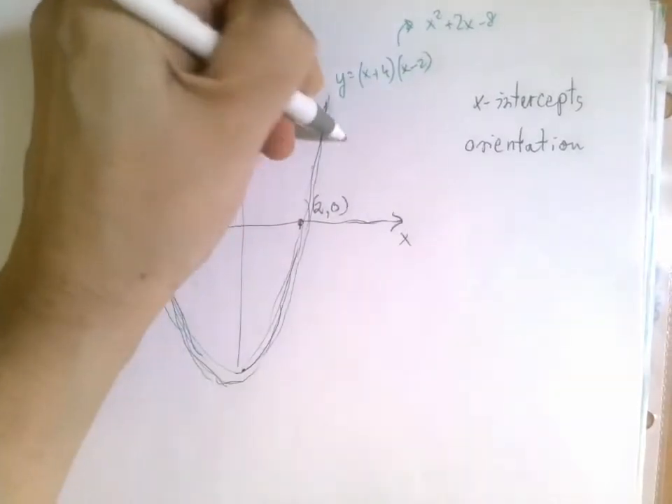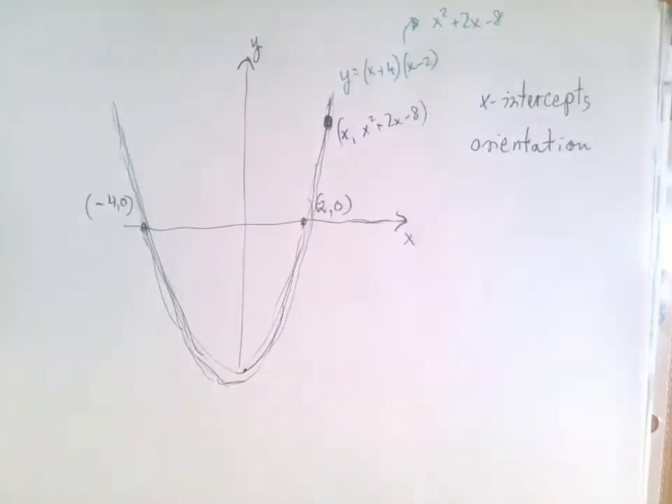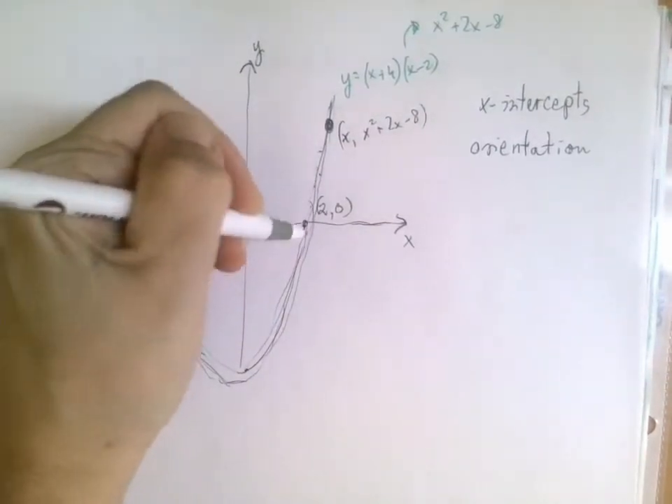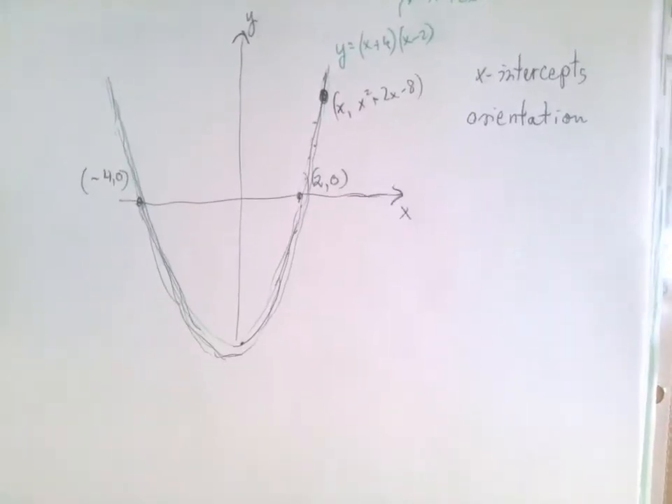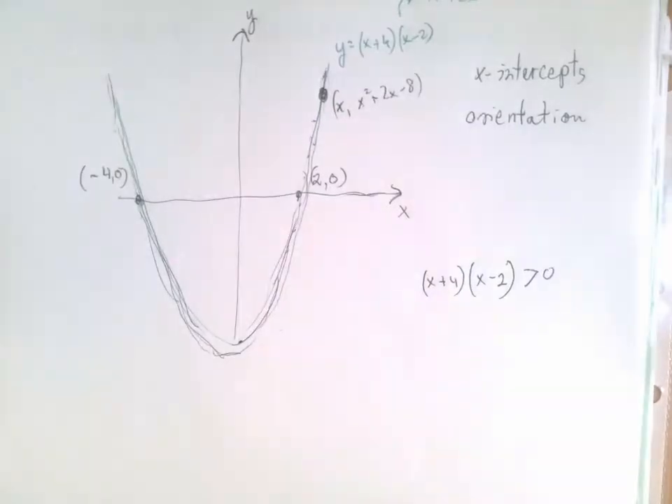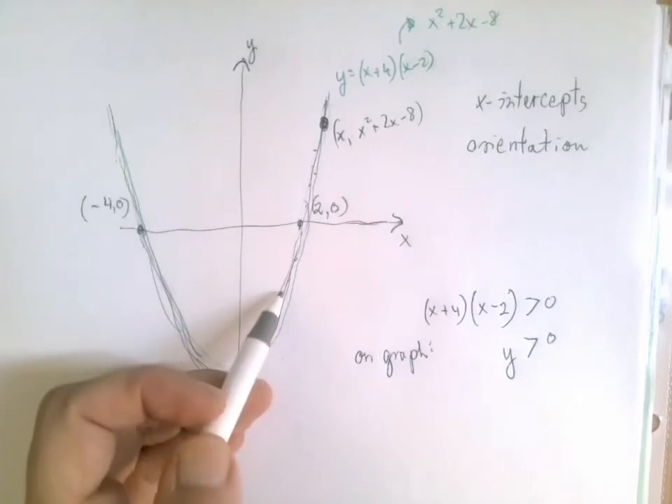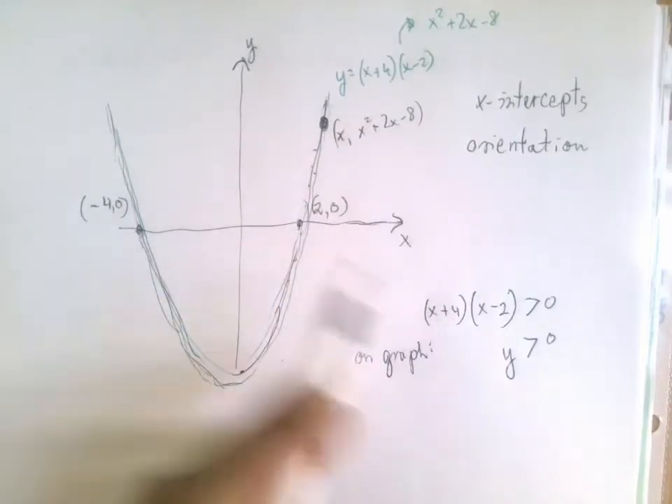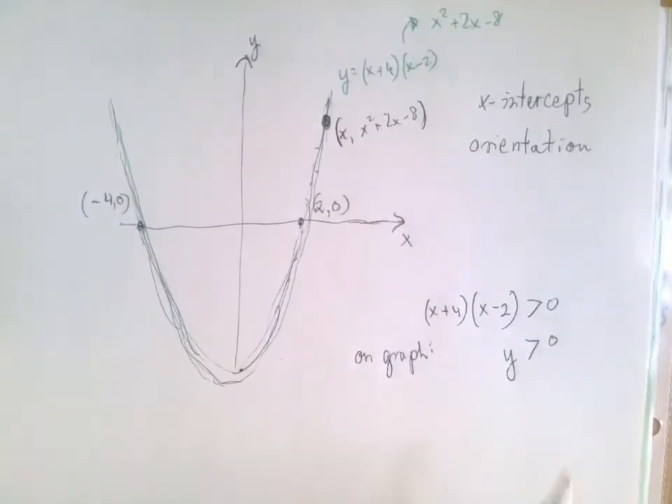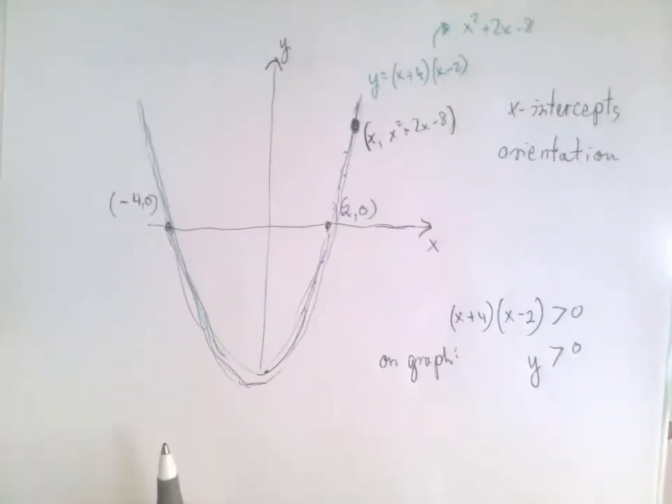On this parabola, every single point has a strange property. If the first coordinate is x, then the y coordinate is x squared plus 2x minus 8. Every single point does this. And so if we have to solve the inequality (x plus 4) times (x minus 2) is greater than 0, that would be the same as, on the graph, y is greater than 0, because on the graph, y and this product are one and the same. And so now we're looking for the set of all points whose y coordinate is positive.